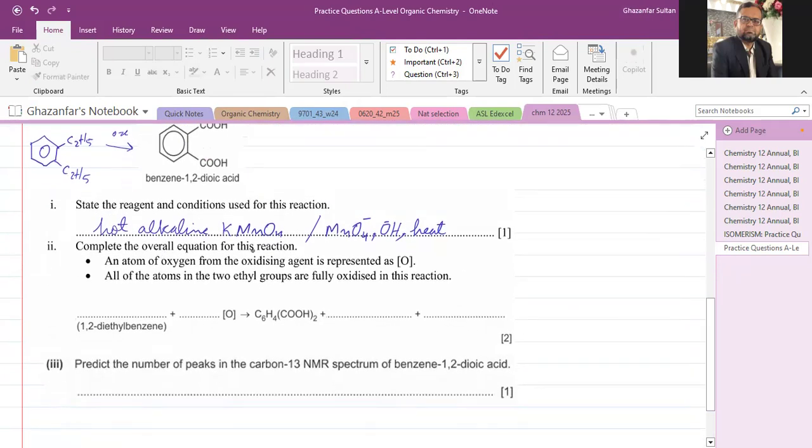Now complete the overall equation for this reaction. Use an atom of oxygen from the oxidizing agent. So the oxidizing agent is potassium manganate(VII), so from there we can take only oxygen in atomic form. And all of the atoms in the two ethyl groups are fully oxidized in this reaction.